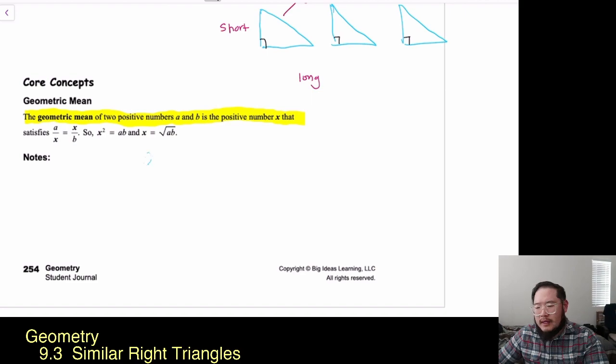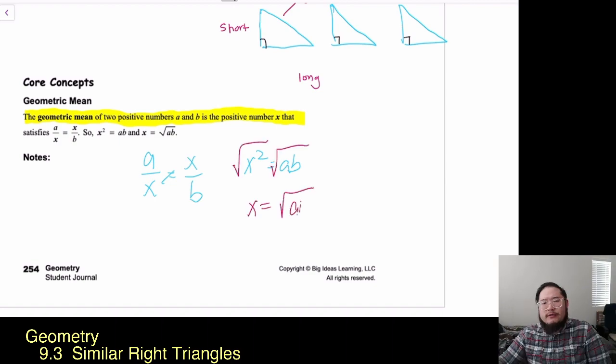All right? And so if you want to solve for x, all you end up doing is you cross multiply. So x times x, and that's where you get x squared equals ab. And then remember, to get rid of the exponent, we square root both sides, and x is equal to the square root of ab. Okay, so that's how you can start simplifying things. Sometimes they might ask you to leave it in simplest radical form rather than a decimal, and so make sure you leave it in simplest radical form.